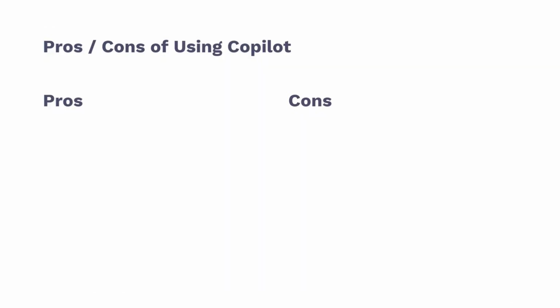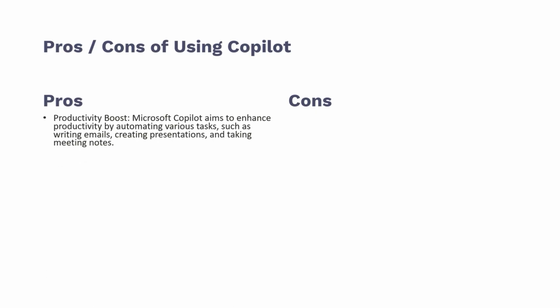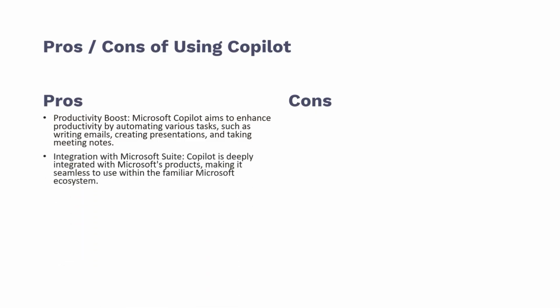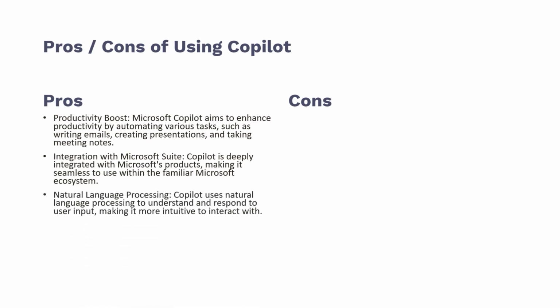Another thing is a couple of the pros and cons of using Copilot. So we're going to start off with the pros. Productivity boost, right? It aims to enhance productivity by automating various tasks such as writing emails or creating presentations or even taking meeting notes, which is great. We can also integrate it with Microsoft Suite, which is what we're doing today. We are going to be looking at Excel's version of Copilot. We also have to understand that it is a natural language process, which means we're able to just put in inputs naturally, and then we get results.